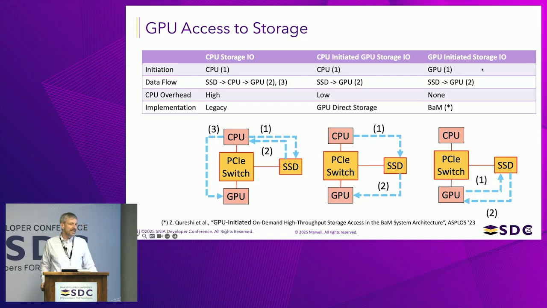So in this scheme, which I call GPU-initiated storage I/O, the GPU initiates the access to storage, and also the data flow goes from SSD to GPU directly. So there's no CPU overhead. That's the most desirable scheme for AI workloads that are GPU-centric.